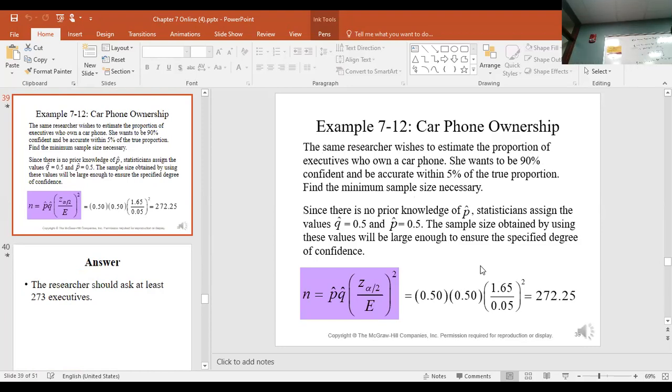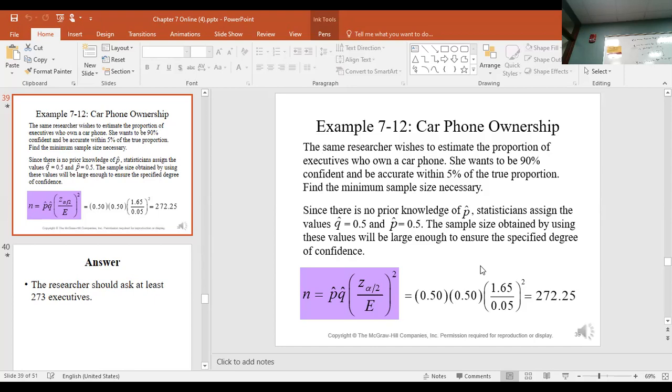Now, the same researcher wishes to estimate the proportion of executives who own a car phone. She wants to be 90% confident and be accurate within 5% of the true proportion. Find a minimum sample size. In this example, E equals 0.05. There is no estimate for P.